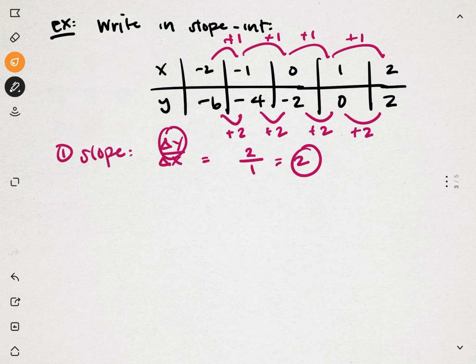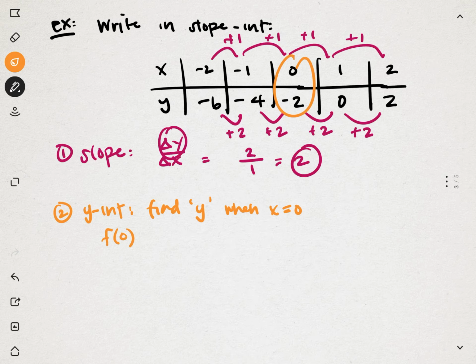Next, we're going to look at the y-intercept. Now the y-intercept is pretty easy because all we have to do is find the y value when x is 0. And you guys probably talked about this in Algebra 1. Another way to think about it is f of 0, right? The y-intercept is the f of 0, which says the same thing. When x is 0, what is our y? So in this case, our y-intercept is -2.